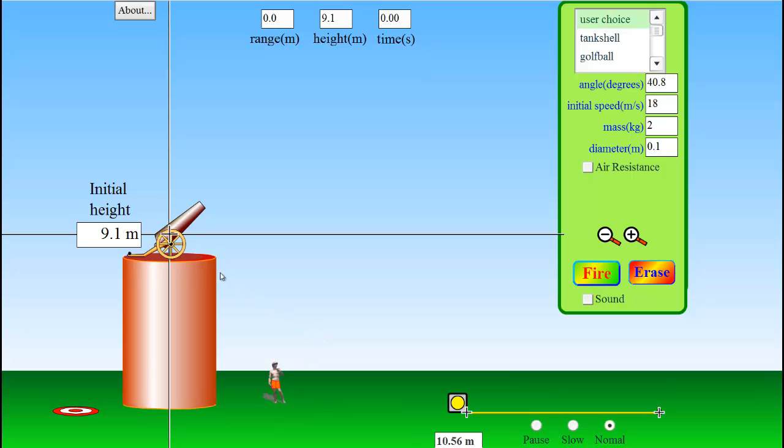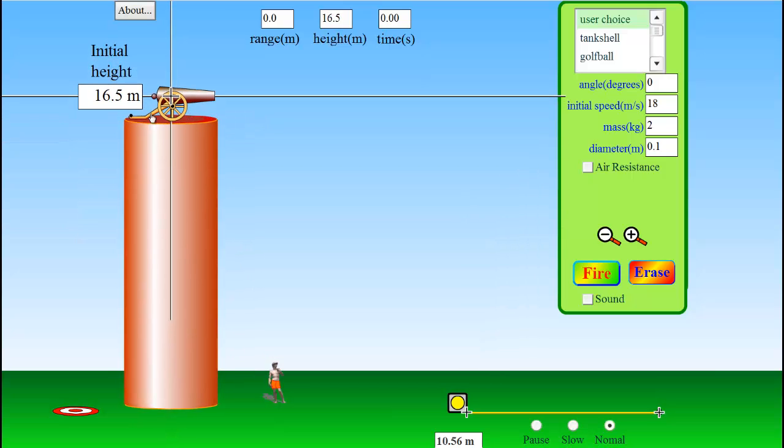Let me set the initial angle of the cannon to 0 degrees and raise the cannon up to some nice tall height like 16 meters. I'll set the initial speed of the cannon to 10 meters a second, and let's fire the cannon and see how long it takes to reach the ground. Fire. That took 1.83 seconds to reach the ground.